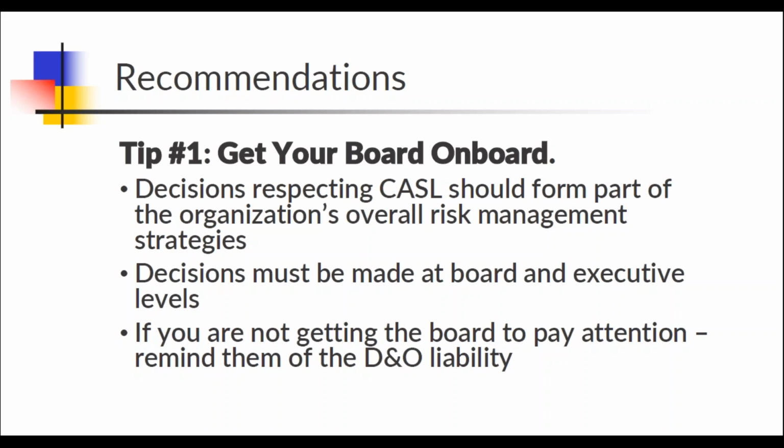And because of the high-level risk, including the D&O liability, director and officer liability, decisions should be made at the top level. They shouldn't be left to someone on the ground, maybe drafting emails, or maybe a marketing person. It's got to be made by the board. It's got to be made by your executive, or they at least have to be involved because it is a risk management decision. So if you can't get the board to pay attention, remind them about director personal liability under CASL.